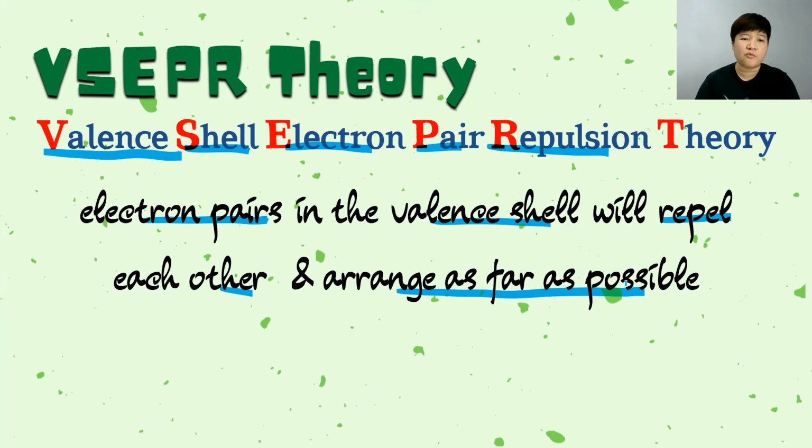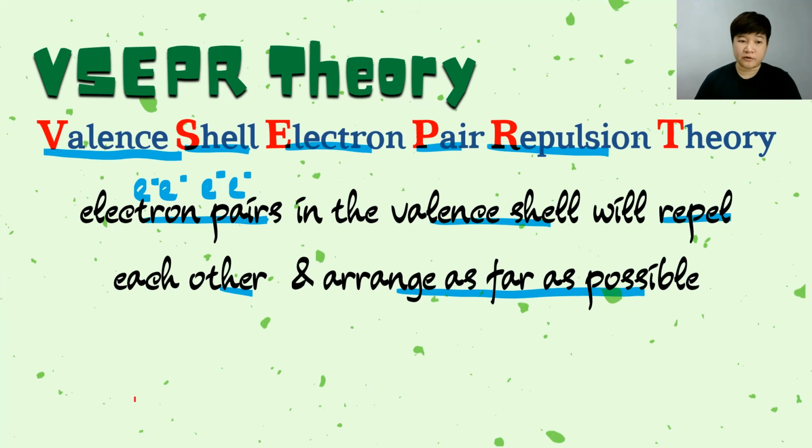First and foremost, why will the electron pairs repel each other? Simple, guys, because the electron pairs carry a negative charge. When negative and negative charges meet, they will repel each other. So when they repel each other, they will move far from each other and try to arrange as far as they can so that the repulsion will be minimized. That is what VSEPR theory is about.